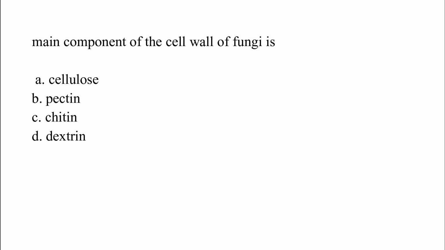The main component of the cell wall of fungi is option A, cellulose, option B, pectin, option C, chitin, option D, dextrin. The correct answer is option C, which is chitin.